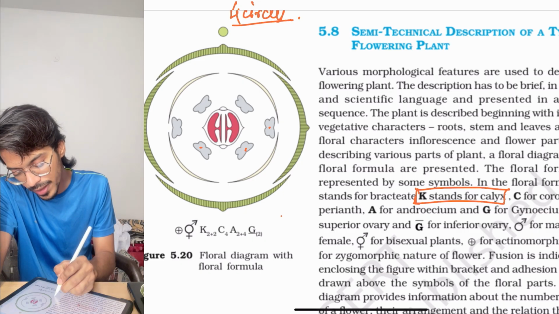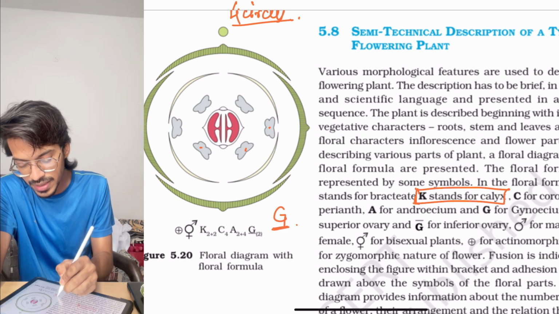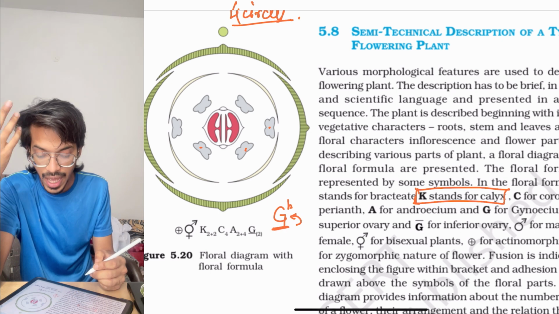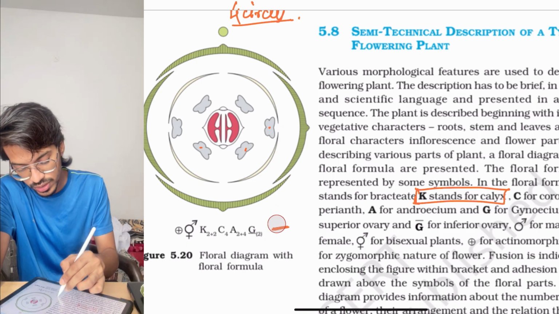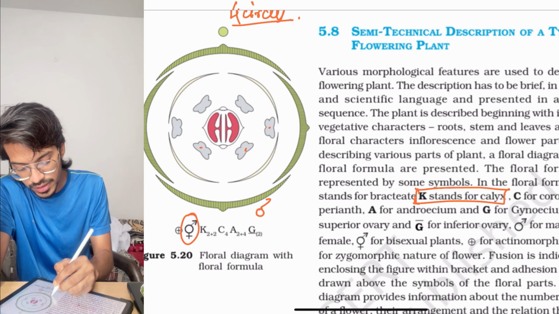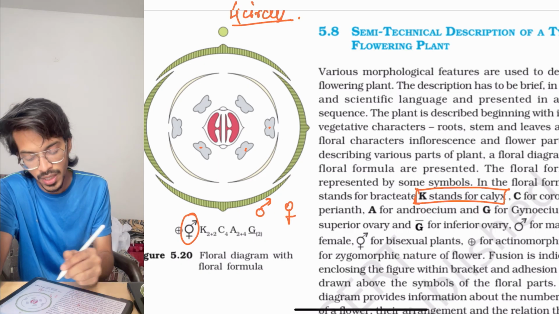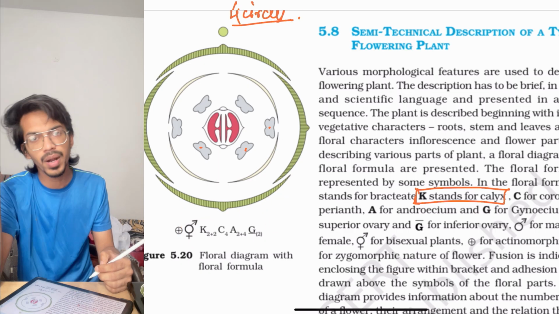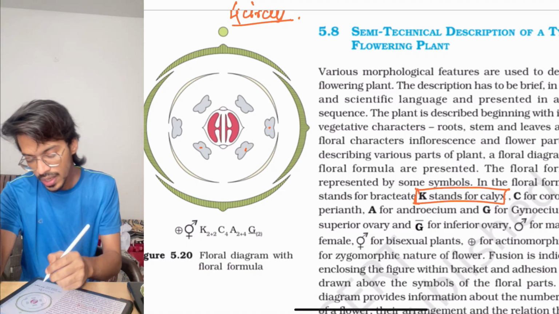When we are writing the line above it, it means it is a superior ovary, which means a hypogynous flower. So this thing you have to remember. Next, this sign is for the male, this is for the female. Both signs being present means the flower is bisexual, it has a male part and also a female part.